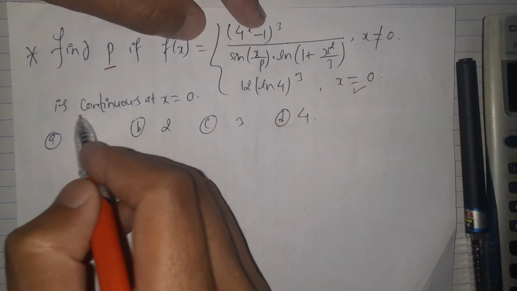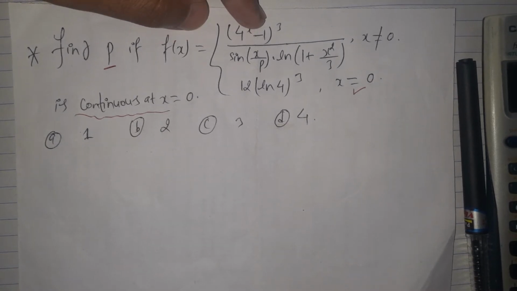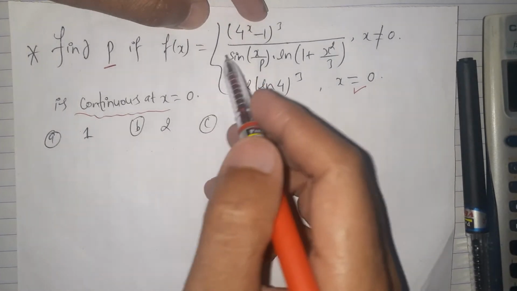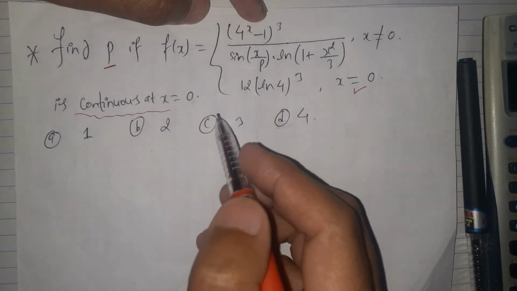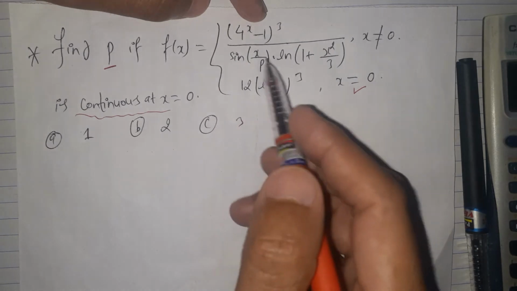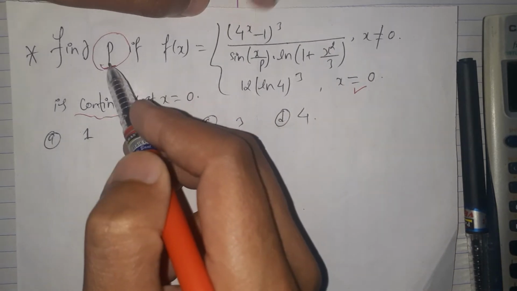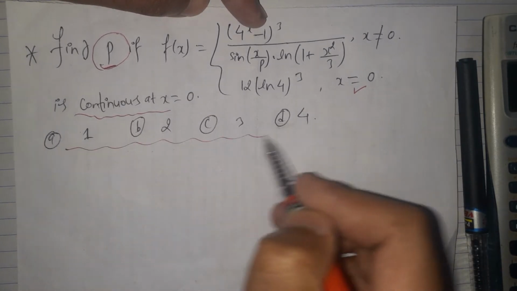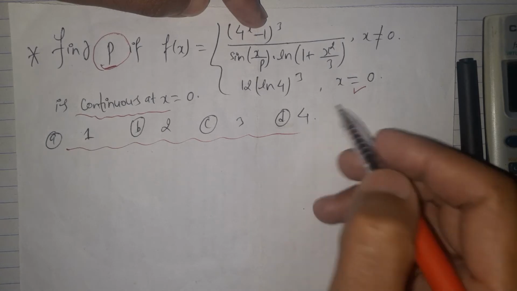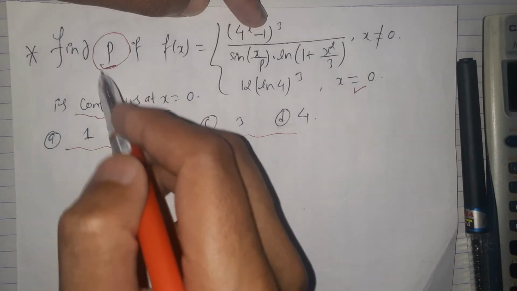It is also given that the function f of x is continuous at x equals 0. By fulfilling these conditions, we have to find the value of p. Our target is to find the value of p, and the options are given. Among these options, one value is for p.